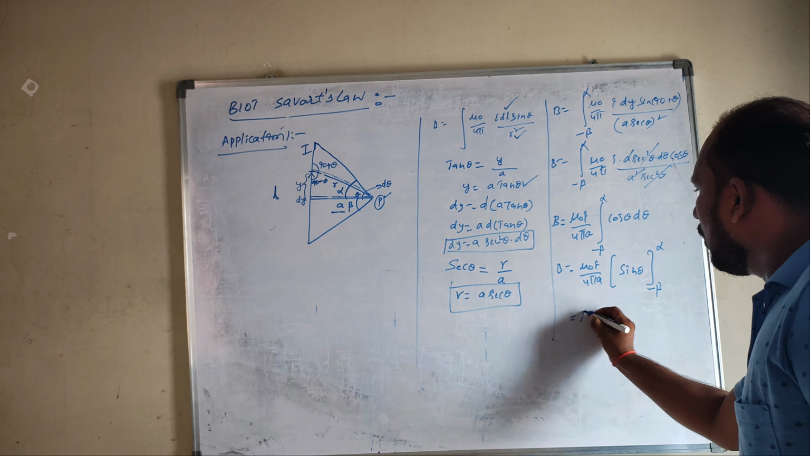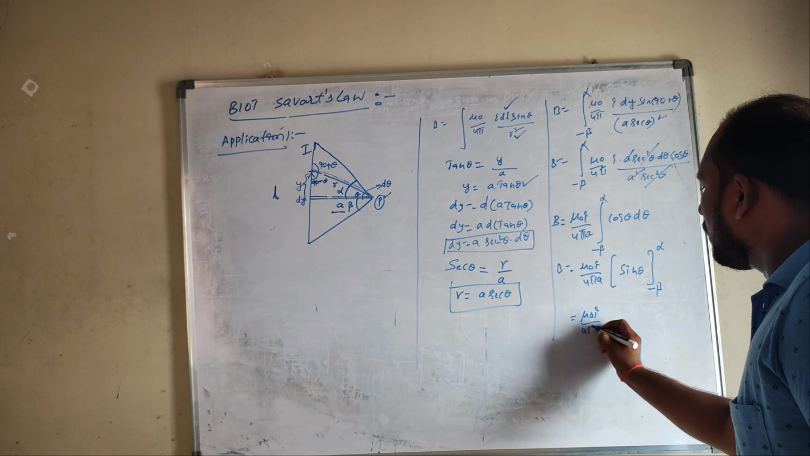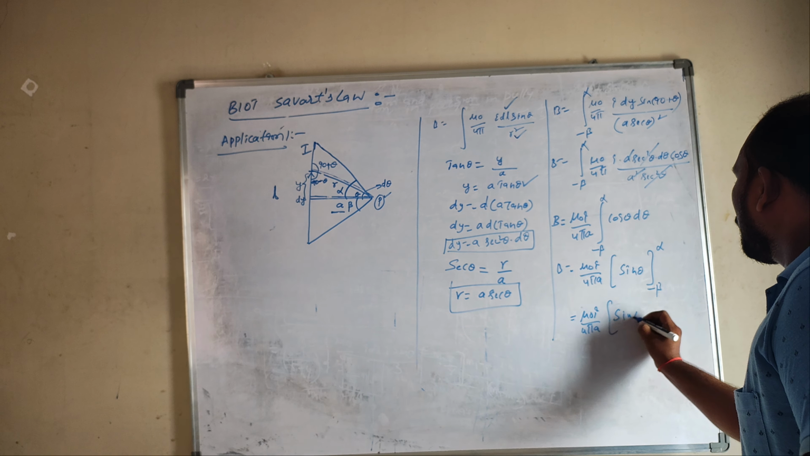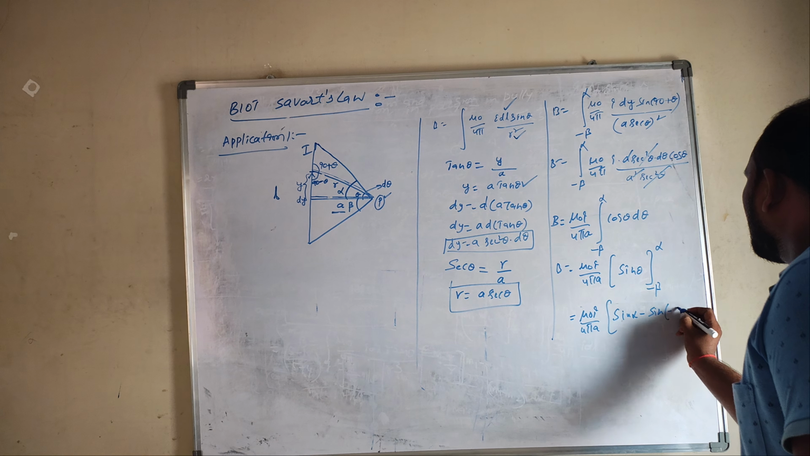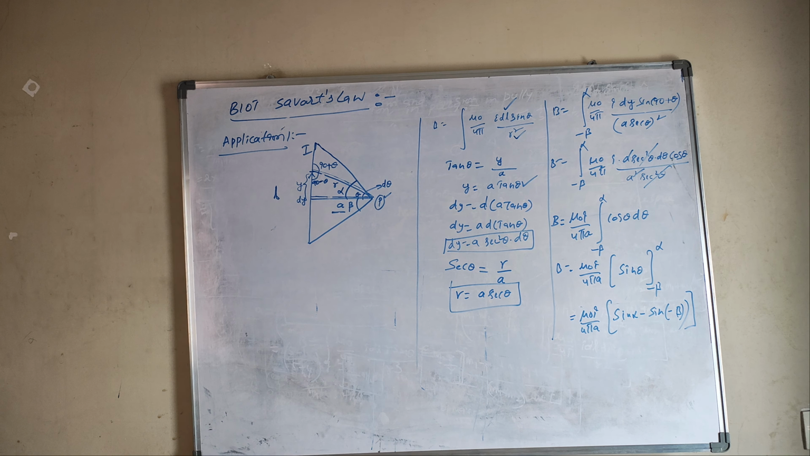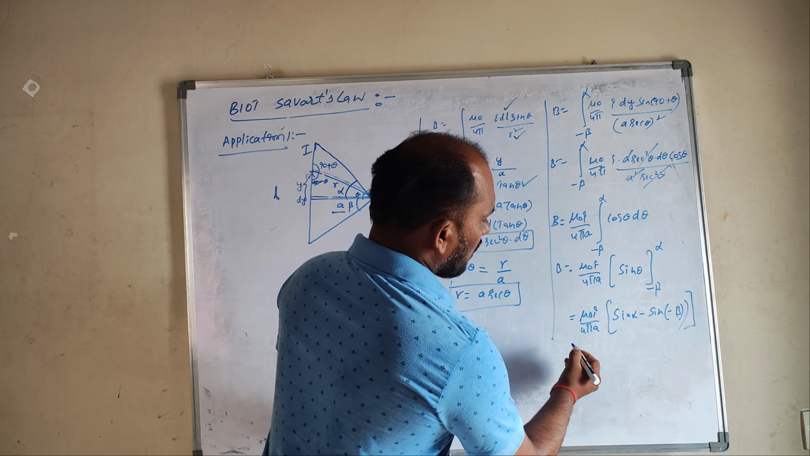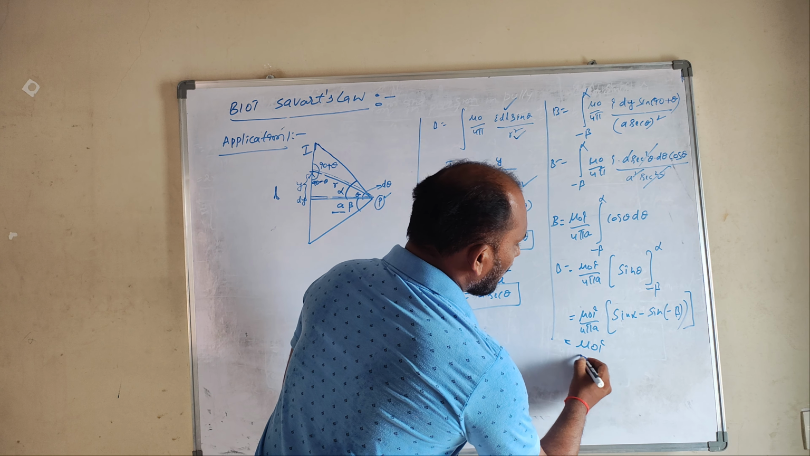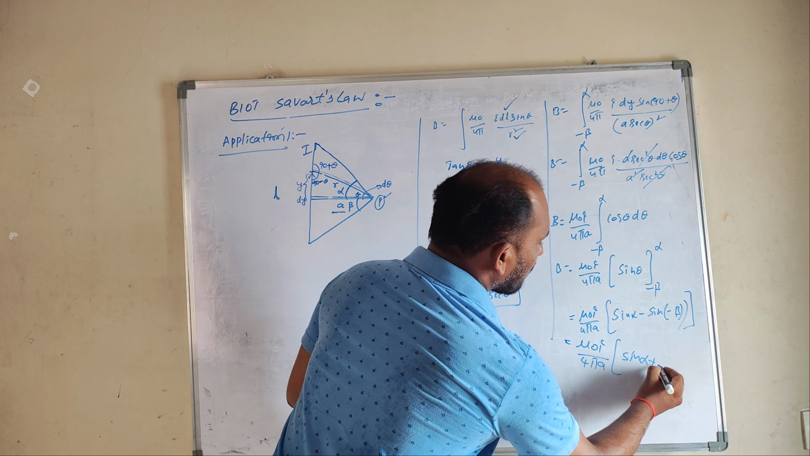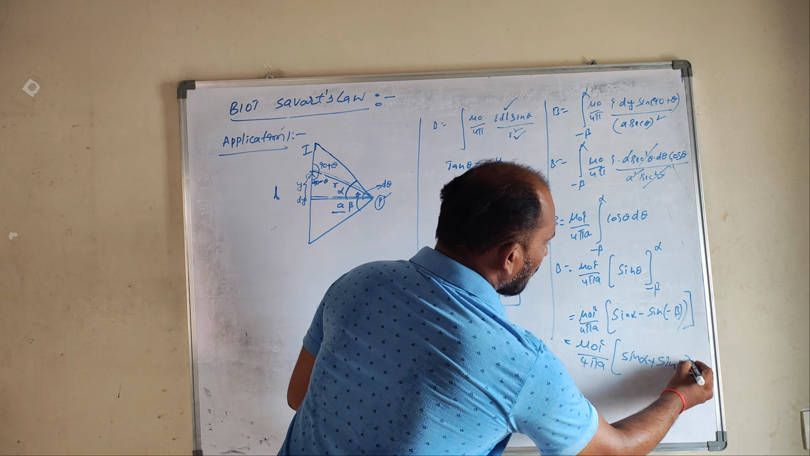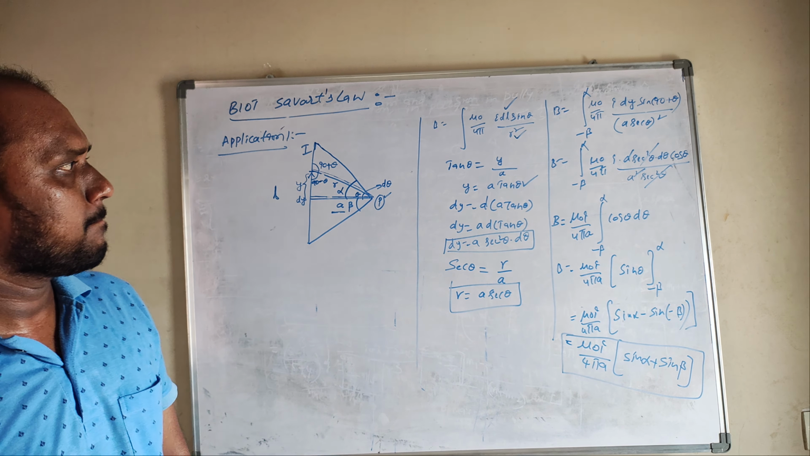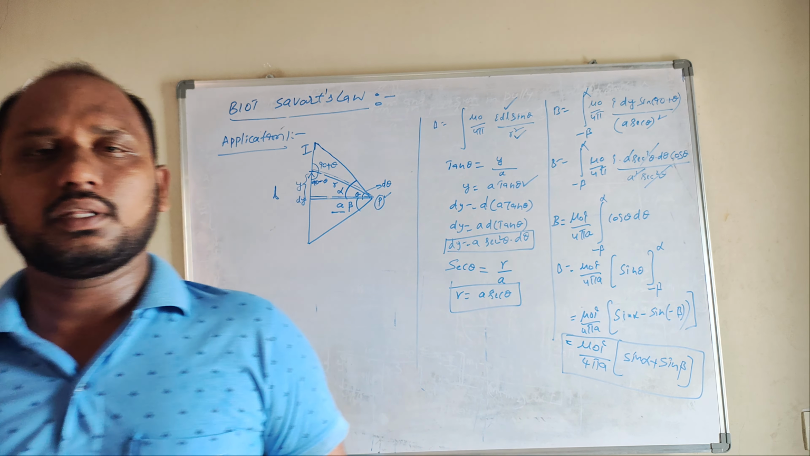So what do we get now? Mu naught I by 4 pi a, upper limit minus lower limit: sin alpha minus sin of minus beta. Sin of minus beta is minus sin beta. According to that, B is equal to mu naught I by 4 pi a into sin alpha plus sin beta. So a very important equation. Very important equation. Thank you guys.